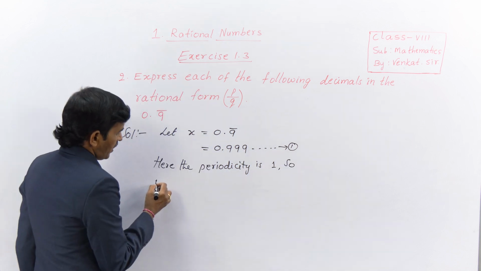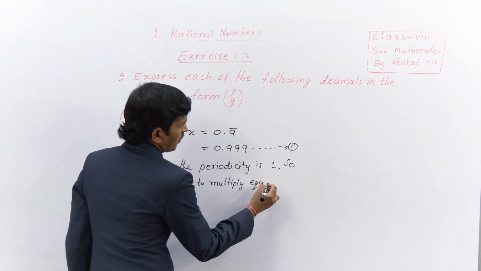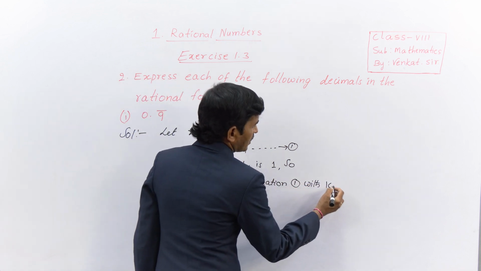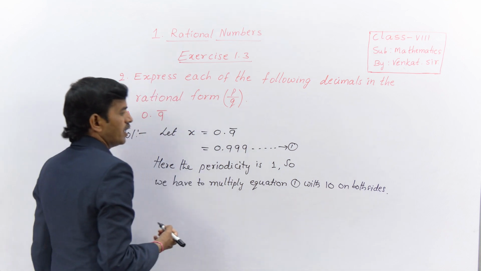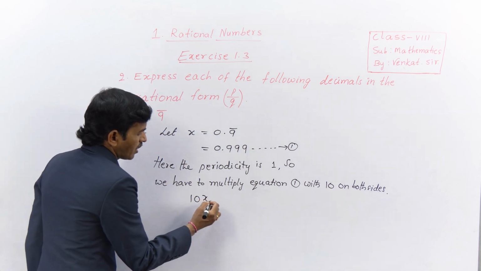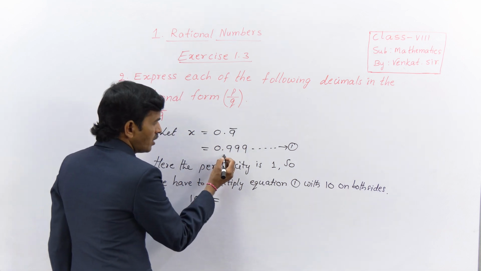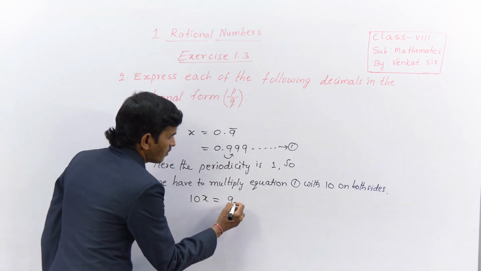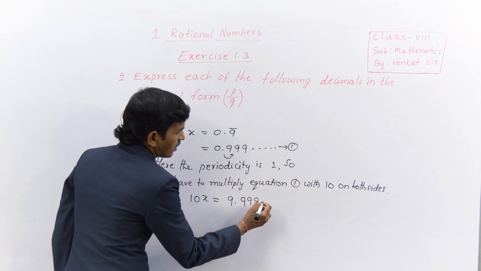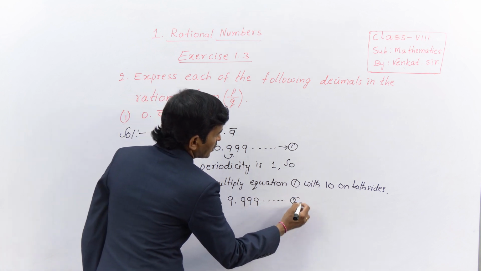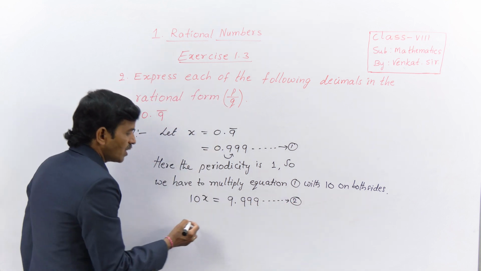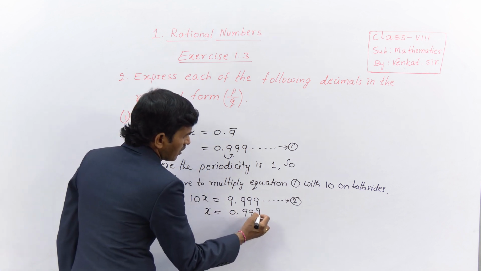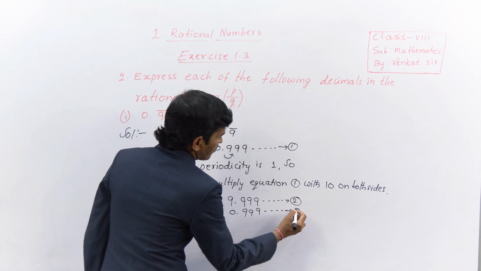So, we have to multiply equation 1 with 10, as the periodicity is 1, on both sides. Right? So what does it become here? It becomes 10x, which is equal to, when you multiply with 10, decimal point moves towards right side, 9.999 and so on. Let it be equation number 2. Now what is the first equation we got? x is equal to 0.999 and so on. That is equation number 1.